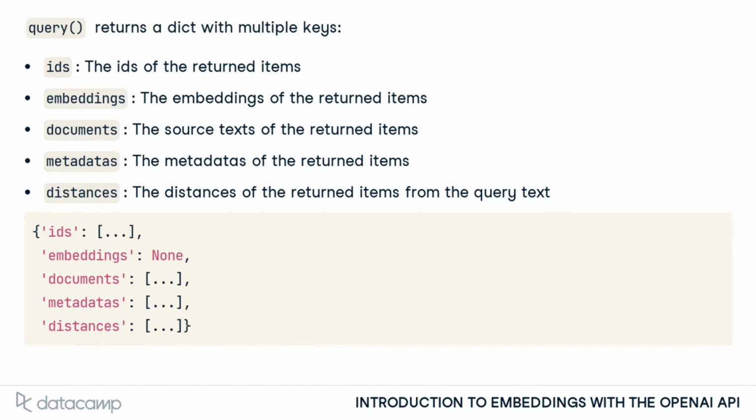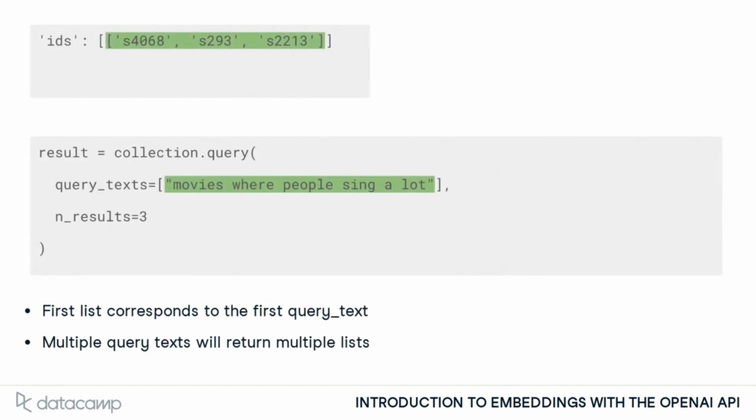Let's look at ids. ids contain a list of lists. The reason for this is that the query method accepts a list of query texts, meaning we could use multiple query texts. We just happened to use one. Therefore, the results follow the same structure. The first list is the result of the first query. If we had multiple query texts, we would get back as many lists.